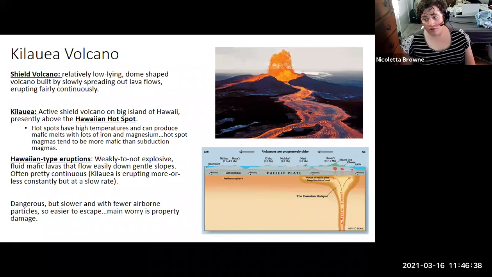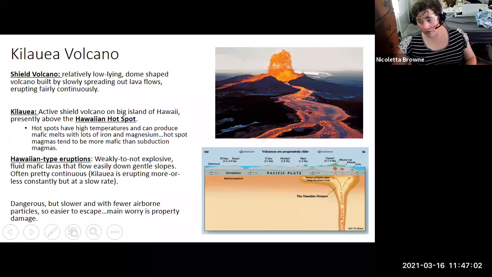In general, as a result of this, hotspot lavas have a lot more iron and magnesium in them than those formed at subduction zones. And as a result, you get runny, less viscous, low silica lavas that allow gas to escape. Instead of exploding, they tend to erupt fairly gently out of the vent or produce these little lava fountains. Like, you don't want to be at the crater itself, but it doesn't get launched into the stratosphere.